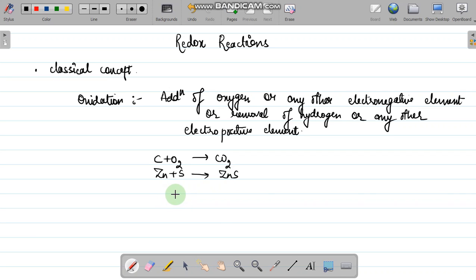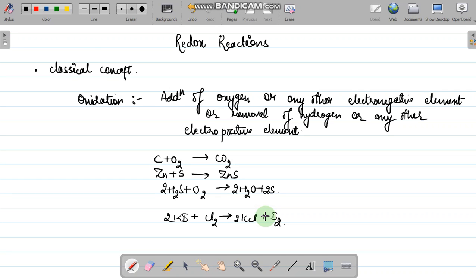Now, besides this, let's look at an example of removal of hydrogen. H2S plus O2 forms 2H2O plus 2S. It is an example of removal of hydrogen, as hydrogen is being removed from sulfur. For removal of an electropositive element, suppose we have potassium iodide plus Cl2, it forms 2KCl plus I2. This is the example for removal of an electropositive element. So this is basically an oxidation reaction.